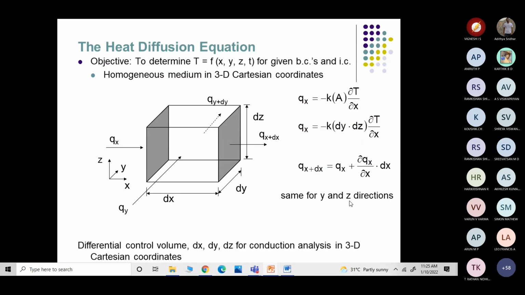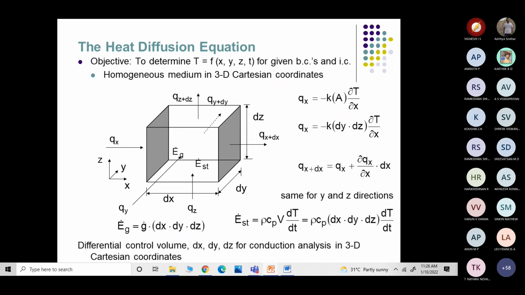Similarly for the y and z axes, you should write that, because it is skipped in the slide to reduce the number of steps. Similarly for Qx plus dx, you will have Qx plus dou Qx by dou x into dx, and Qy plus dy will be equal to Qy plus dou Qy by dou y into dy. And Qz plus dz will be equal to Qz plus dou Qz divided by dou z into dz. This is the differential control volume dx dy dz for conduction analysis in 3D Cartesian coordinates.